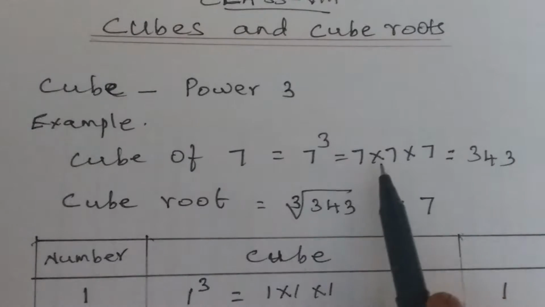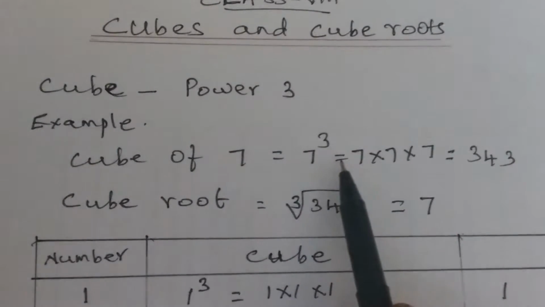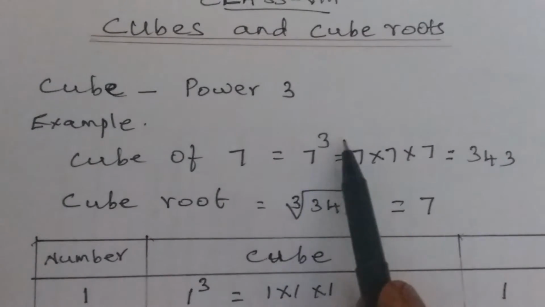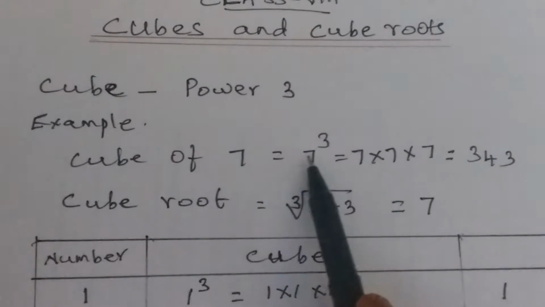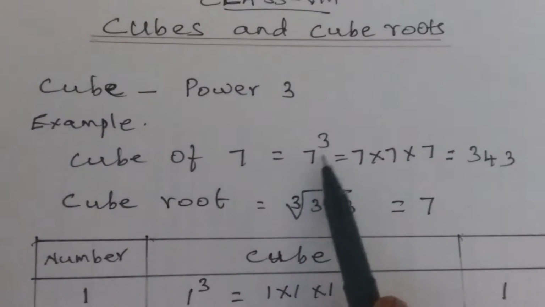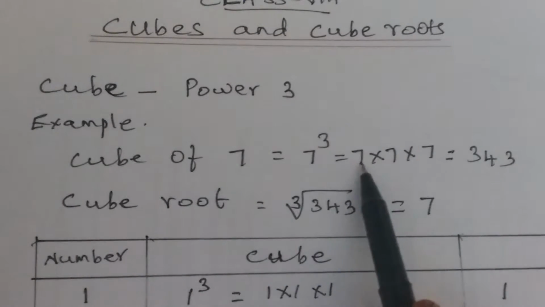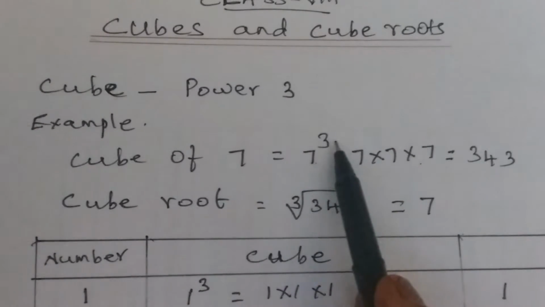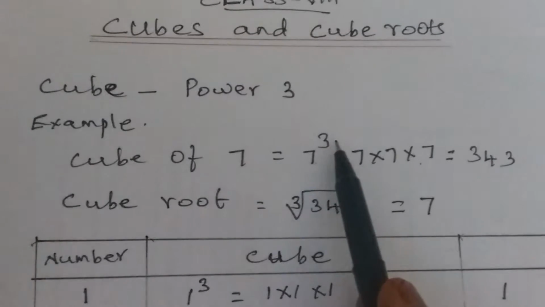See children, here you have to be a little careful about one thing. Sometimes by mistake, by carelessness, people think 7 cube means we multiply 7 into 3. It is not multiplying 7 into 3. 7 to the power 3 means the same 7 has to be multiplied 3 times. So 7 into 7 into 7. This is called the base and this is called the power. The base has to be multiplied the power number of times.